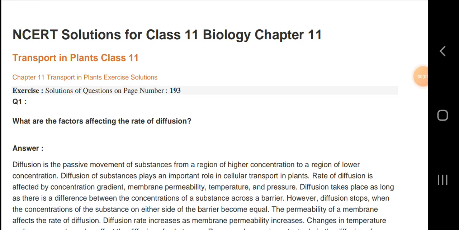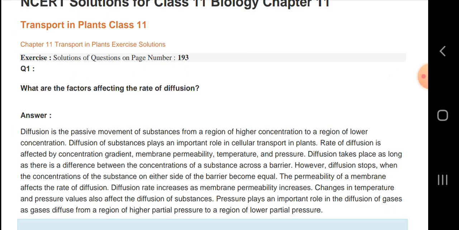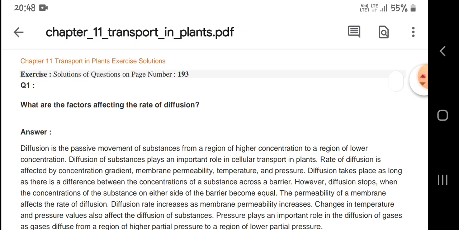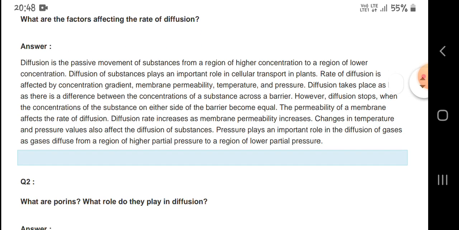Channel 11 coaching center. So today I'm going to explain the 11th standard biology 11th chapter, that is transportation in plants, or transport in plants. So what are the factors that are affecting the diffusion? Diffusion is affected by temperature, gradients, membrane or pressure.